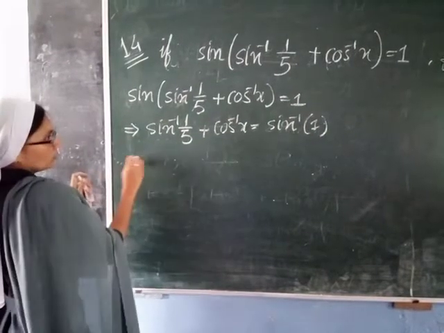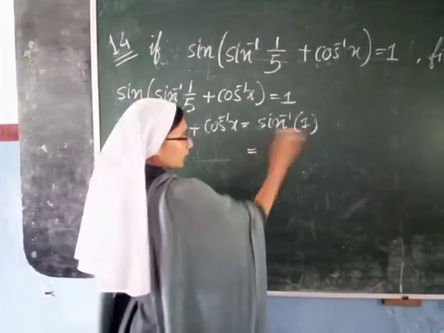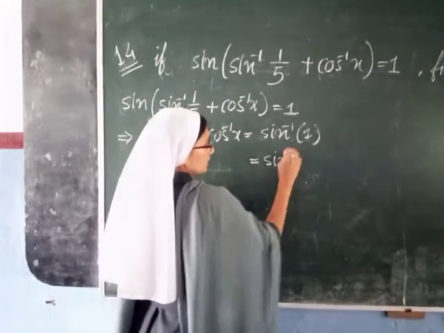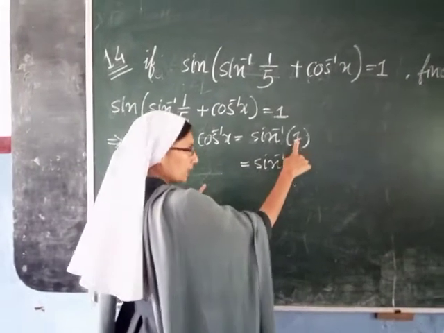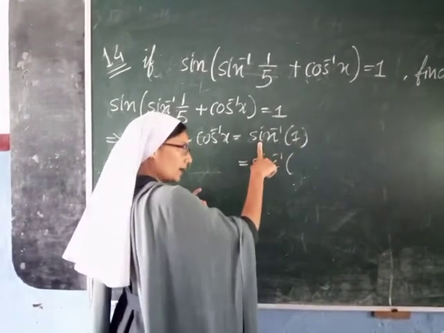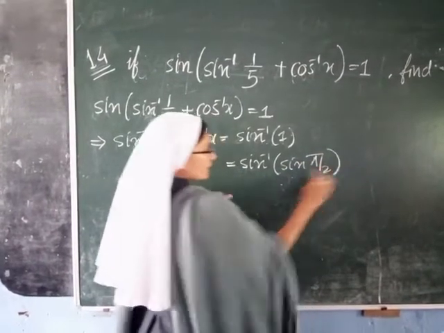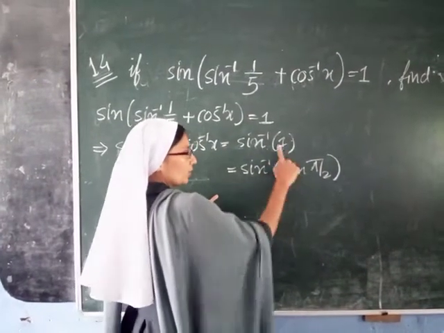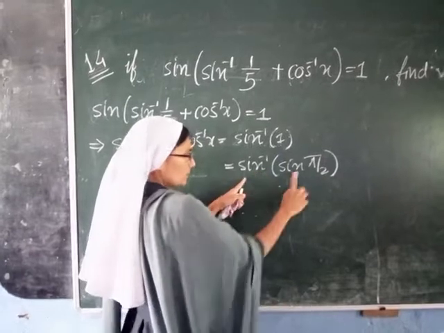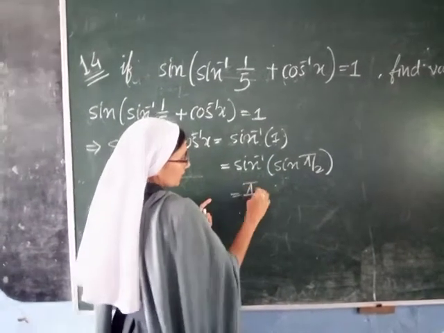Now just keep this as it is. Let's think of this. Here sine inverse is there, so I should write the value of sine which is 1. I know it is sine pi by 2. Sine pi by 2 is 1. So put the value of 1 as sine pi by 2, sine inverse, and what you get is pi by 2.